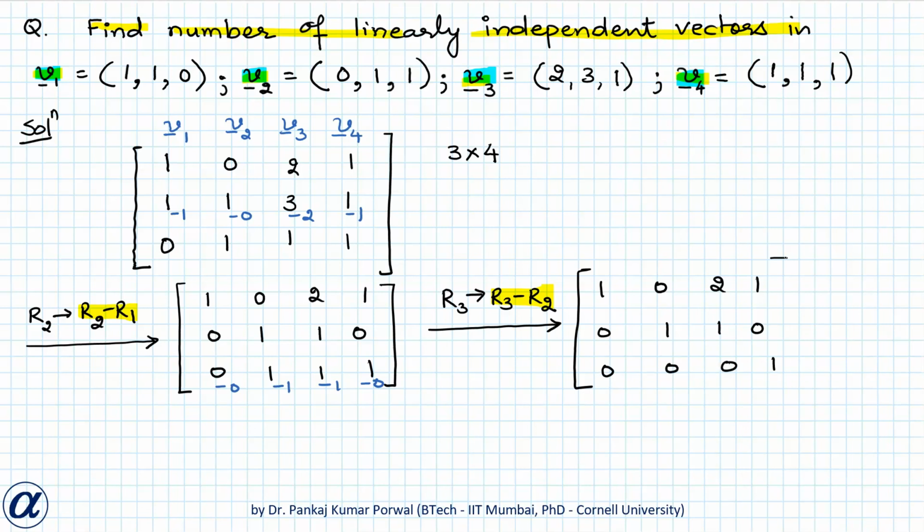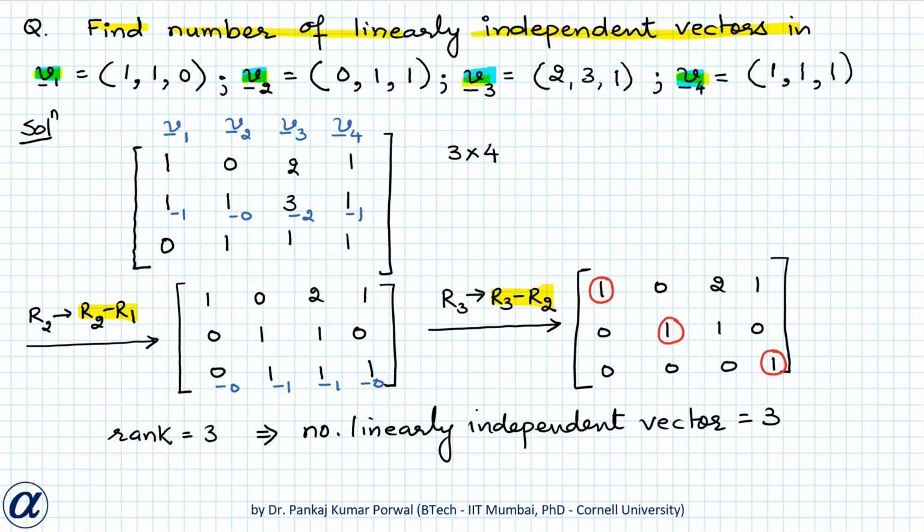And the leading non-zero element in each row will be the pivot element. So this is a pivot element, this is a pivot element, and this is a pivot element. And because there are 3 pivot elements, the rank of this matrix will be 3, and that will imply that the number of linearly independent vectors is also 3.